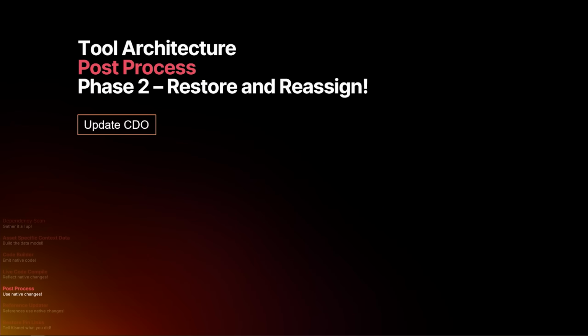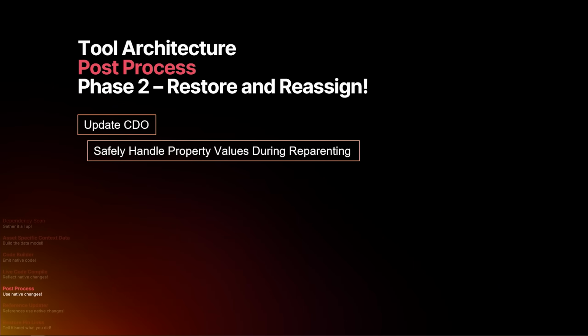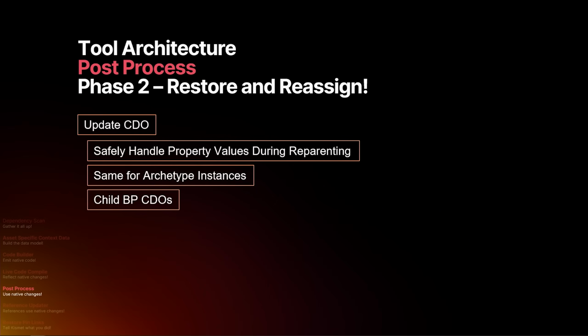That's right. And finally, the last step of post-processing, we update the CDO. For this one, save off the property values, then reparent, then restore those back. Your archetype instances, they'll get wiped as well. Make sure you keep track of those. And same thing for the child BP CDOs. Quick tip here, FBlueprintEditorUtils::GetChildrenOfBlueprint is helpful.